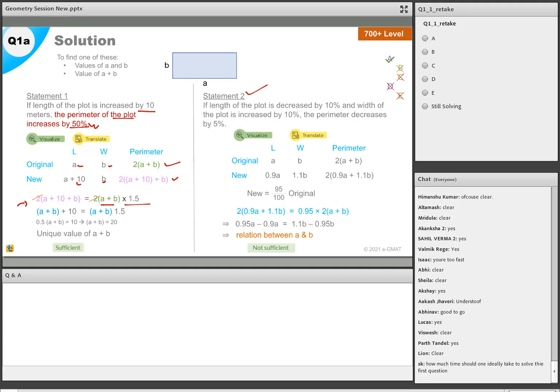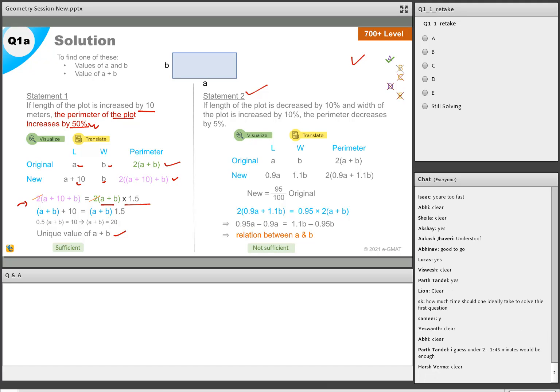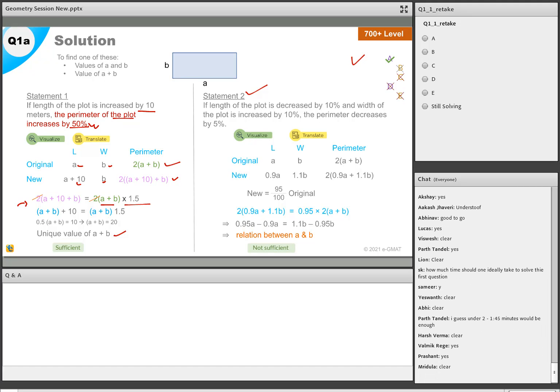If you solve it out, you get the unique values of A and B. And hence we can say that for the second question, that's question number 1A, the correct answer choice would be choice A, right? Please tell me if the solution for this question is clear to all of you or not, please. Please tell me if the solution for this one is clear.